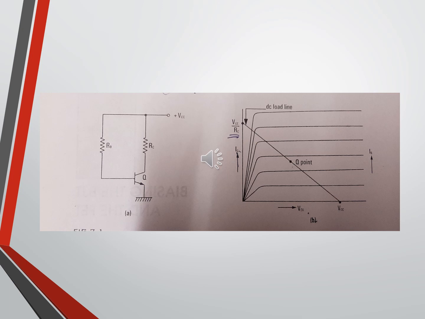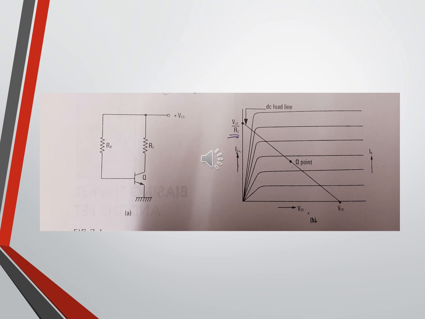So whenever this IC is equal to 0, what happens? VCE is equal to VCC, and whenever VCE is equal to 0, IC is equal to VCC by RC. See in this output figure, the output curve, we have an x-axis and a y-axis. In the x-axis it is VCE and in the y-axis it is IC. So the graph is IC versus VCE. We have the output curve.